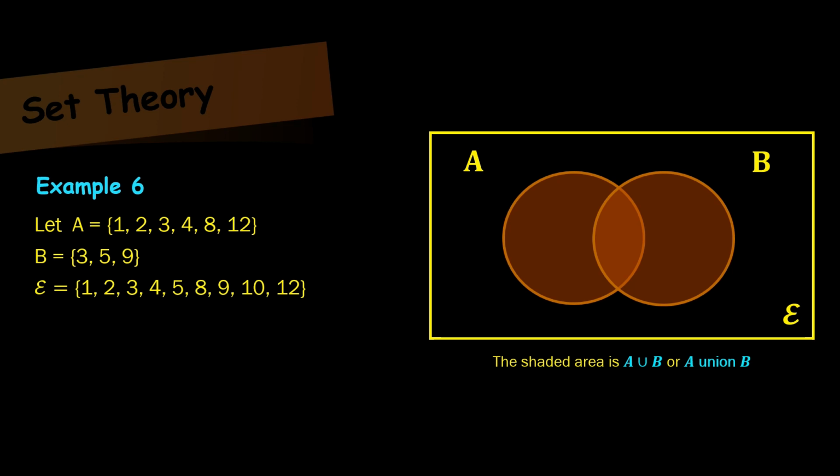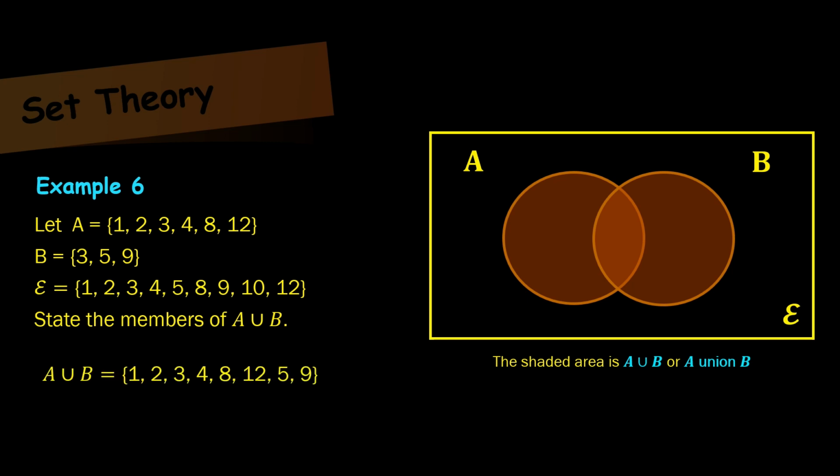Suppose we have A, B and the universal set as shown. We are required to state the members of A union B. Here we have that A union B equals this set here. Here are all the set of values in A. And here are the set in B. Notice that 3 occurs in both, but is only represented once in the set. We've now put the set of numbers in order of size to make it easier to read.